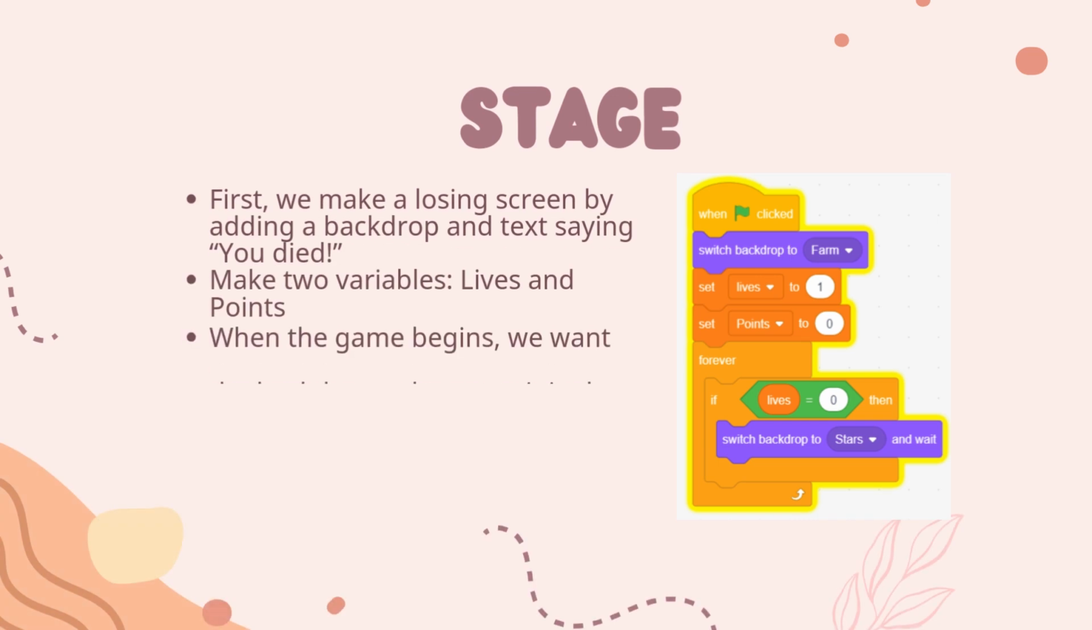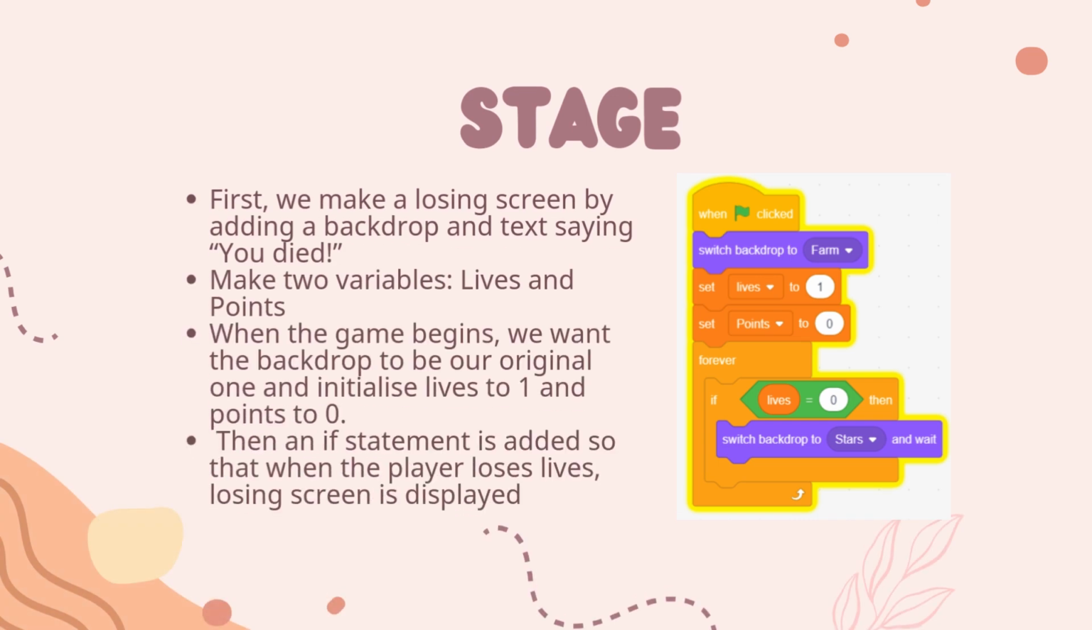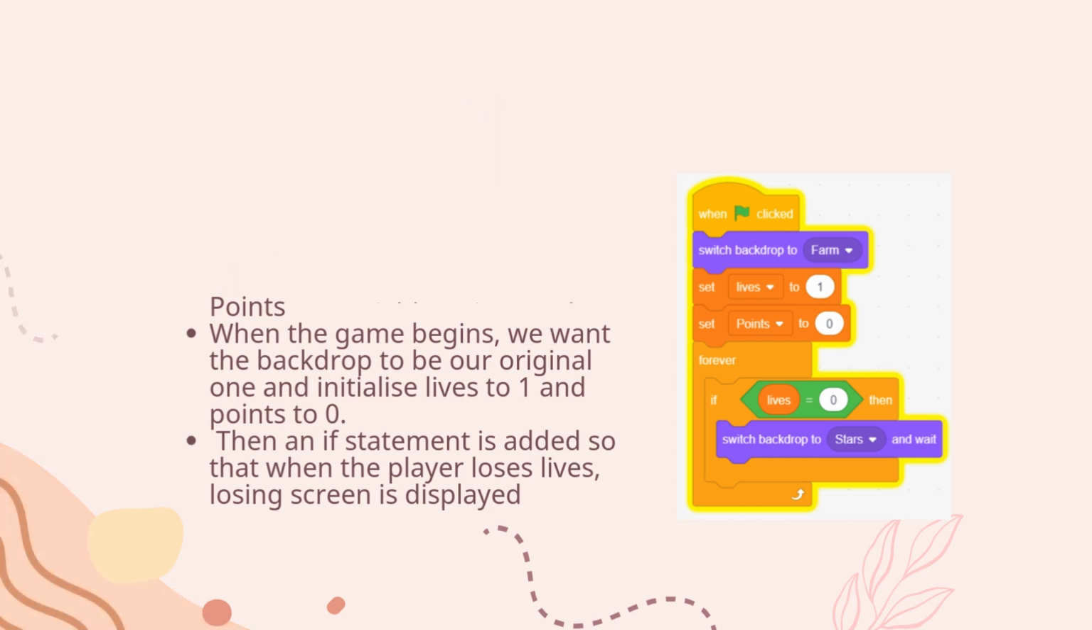First, we make a losing screen by adding a backdrop and text saying, "You died." Then we make two variables, lives and points. When the game begins, we want the backdrop to be our original one and initialize lives to 1 and points to 0. Then, an if statement can be added so that when the player loses lives, the losing screen is displayed. The if statements must always be in a forever loop.